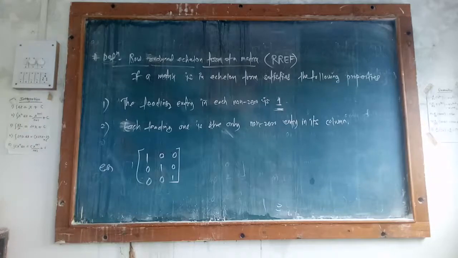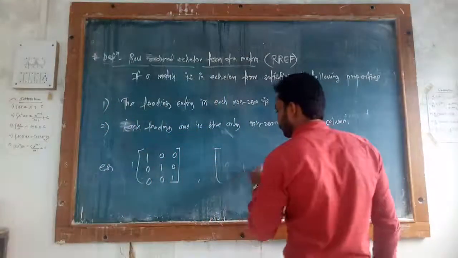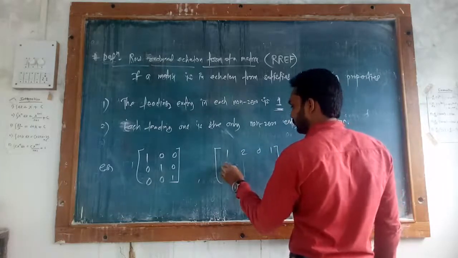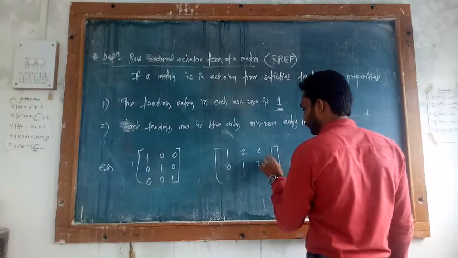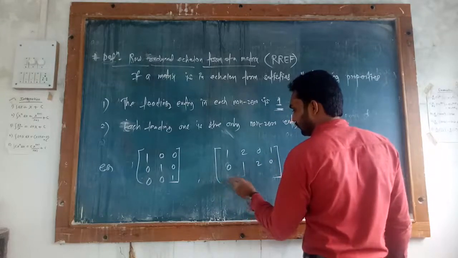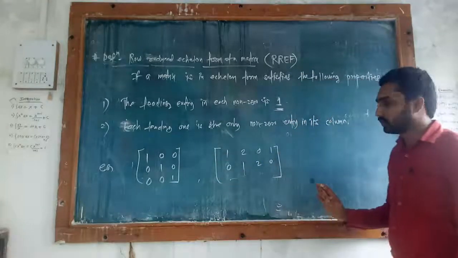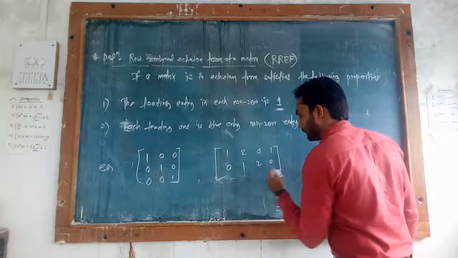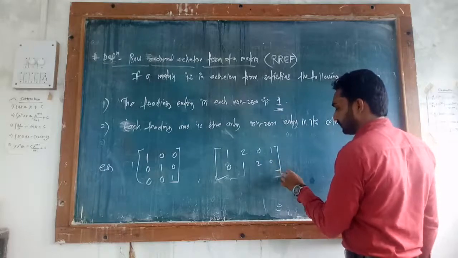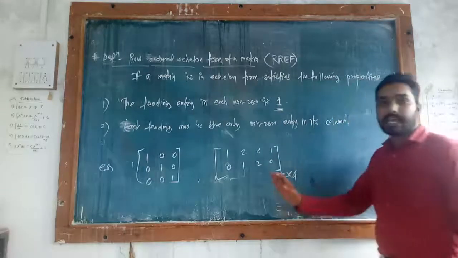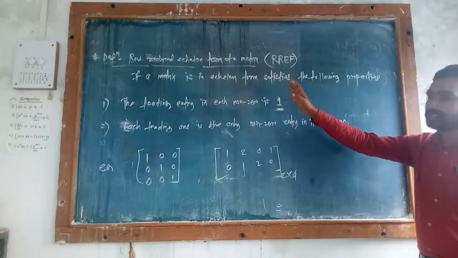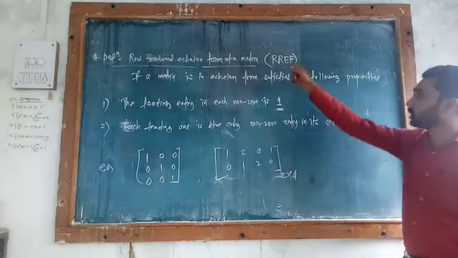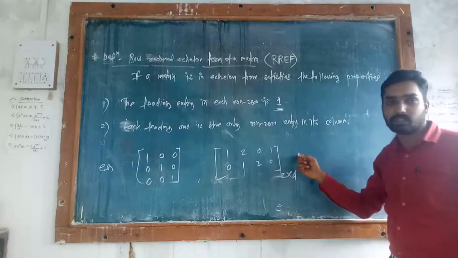Okay? Suppose there is one more example. That is 1 2 0 1 0 1 2 0 and the remaining rows are 0. Okay? Suppose this matrix, what is the order of that matrix? There are 2 rows and 4 columns. Okay? And is the matrix in echelon form? Yes, it is in echelon form. But this matrix is also in row reduced echelon form. Why is this matrix in row reduced echelon form?